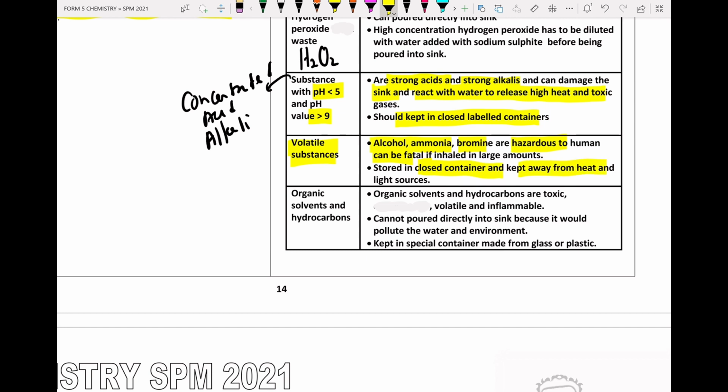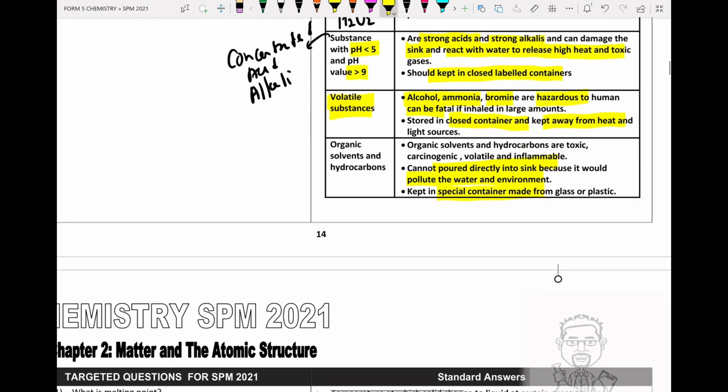Organic solvents and hydrocarbons are toxic, volatile, flammable and carcinogenic. They cannot be poured directly into the sink because it causes water pollution. They should be kept in special containers made of glass or plastic.